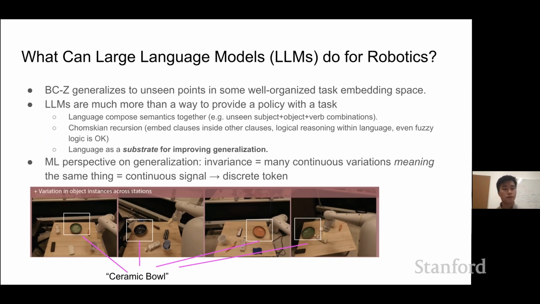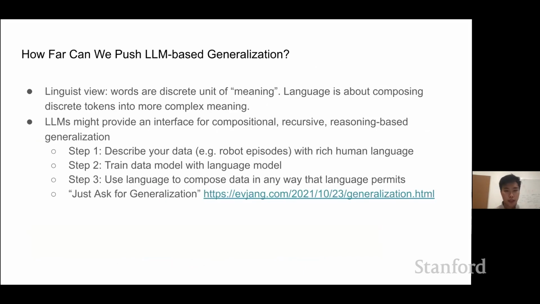So if you believe that large language models can do this, then it might be a really nice substrate for improving generalization. And in machine learning, we have this perspective that generalization is a notion of invariance. So you see different images, but ultimately, the things that you see at test time, even though you haven't seen them before, mean the same thing as something you saw at training time, and that's what allows robots to generalize to new scenes. The linguist view on generalization is that words are some sort of discrete unit of meaning, and language is about composing discrete tokens into more complex meanings.